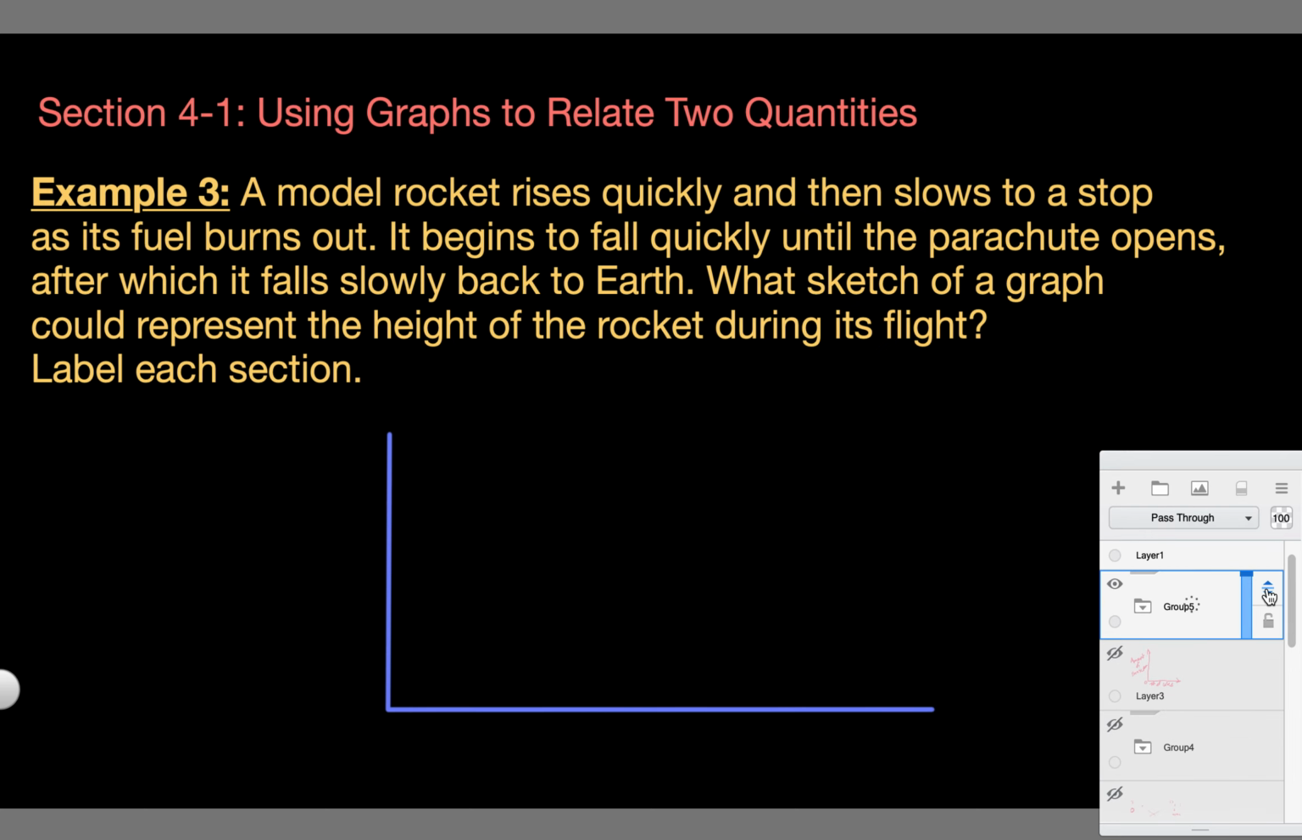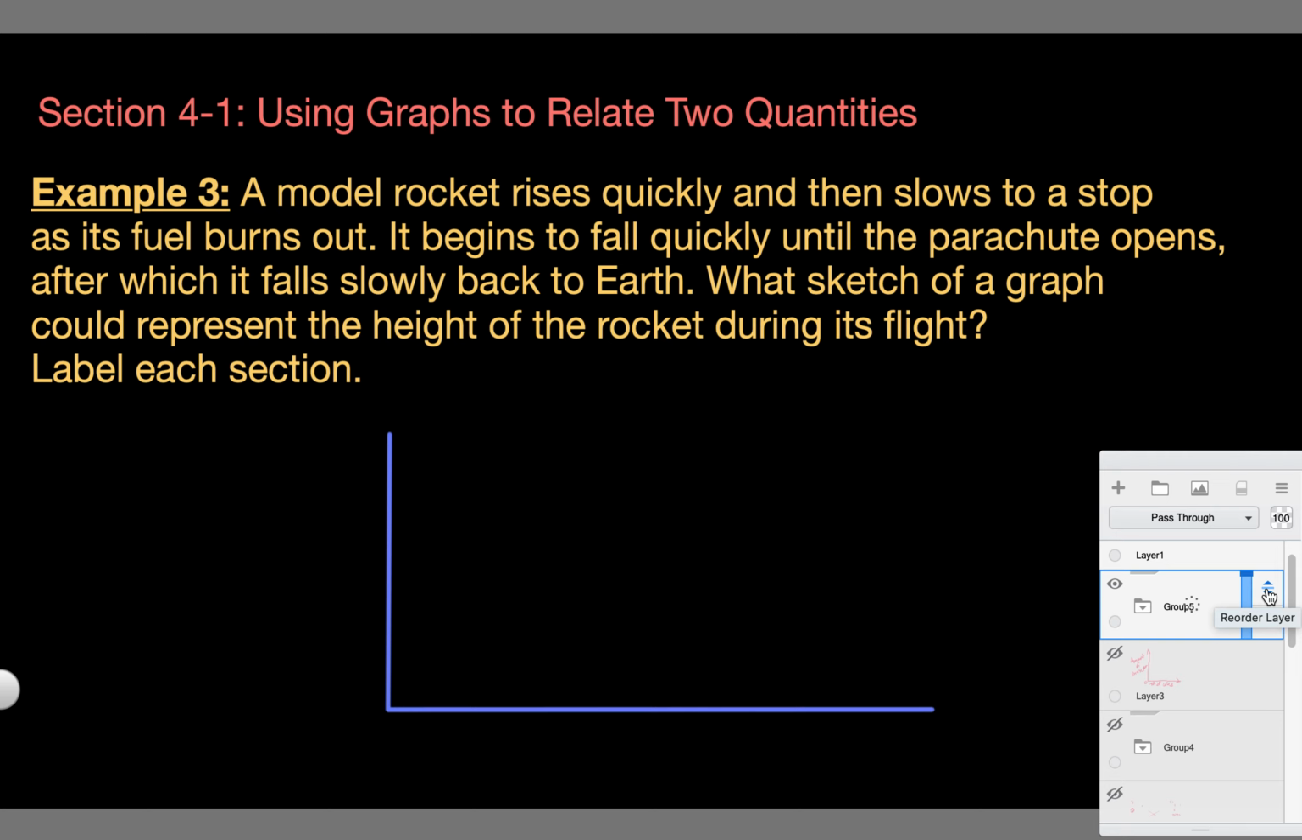All right, so last up. This problem is asking us to graph the situation. So it says that a model rocket rises quickly and then slows to a stop as its fuel burns out. It begins to fall quickly until the parachute opens, after which it falls slowly back to Earth. What sketch of the graph could represent the height of the rocket during its flight?